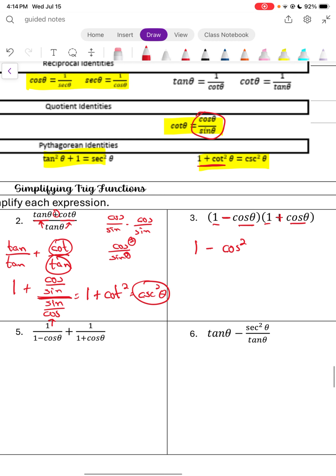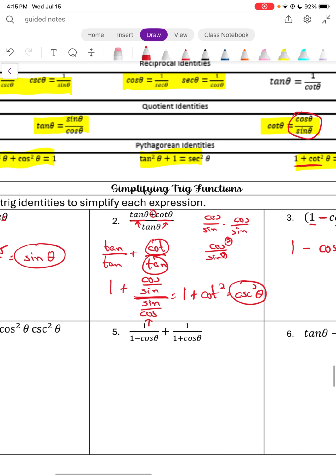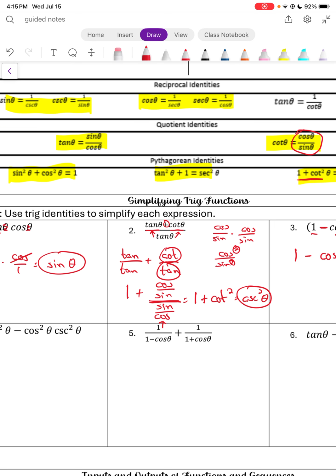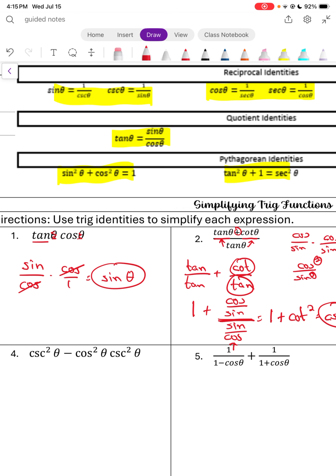Now let me tell you something else that's true about these identities. These aren't the only identities we have. You can actually manipulate these identities to find other identities. What I mean by that is we can move these terms from the left side to the right side or from the right side to the left side to create other identities. And that's what I'm going to do here.